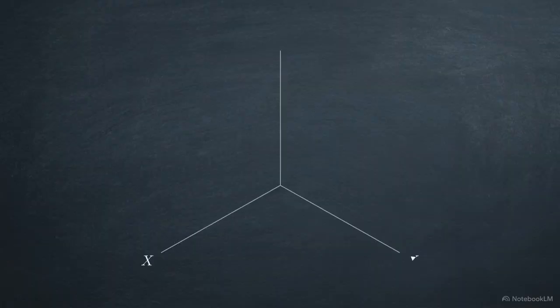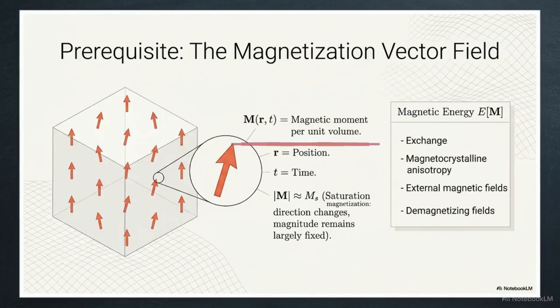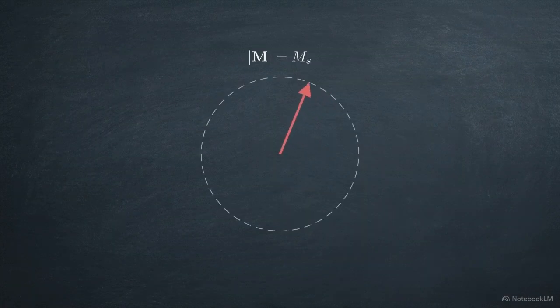The primary subject of this simulation is the magnetization vector field, denoted as M. Magnetization in a continuous material is a vector field, meaning it has both magnitude and direction at every point in space and time. This vector is physically constrained. Its magnitude remains largely fixed near the saturation point, while its direction is free to change. This poses a mechanical problem. How do we calculate the invisible, complex forces steering the direction of thousands of localized vectors simultaneously?